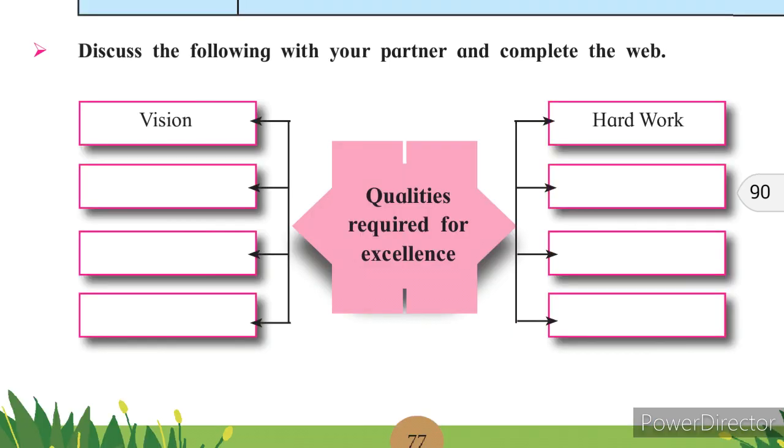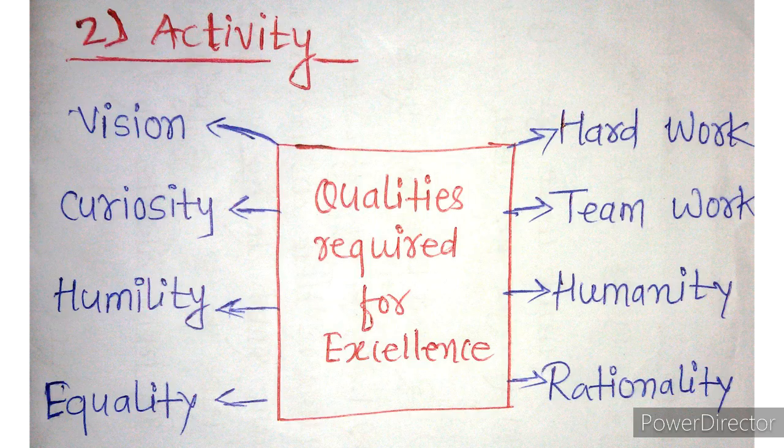The second activity prescribed here is: discuss the following with your partner and complete the web. A kind of web diagram is given here and we are supposed to complete it. The qualities required for excellence. As I had already told you, this is an open-ended question. Each student will have different qualities for excellence. So let's have a look at the qualities required for excellence. There are two qualities already given here, vision and hard work. The other qualities we will discover.